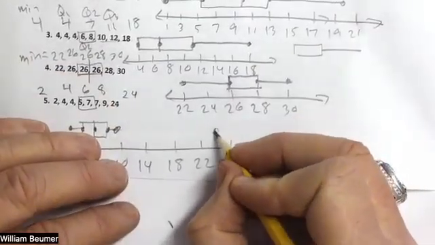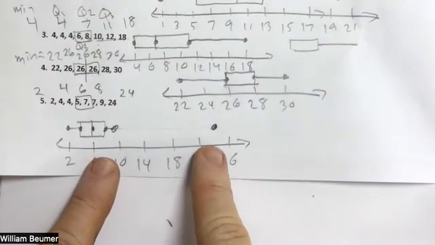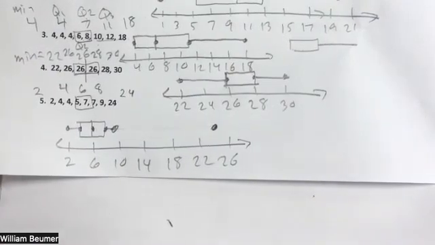So when you see a modified box plot like that, that is putting the outlier as a dot on the outside of it. And so there you go.